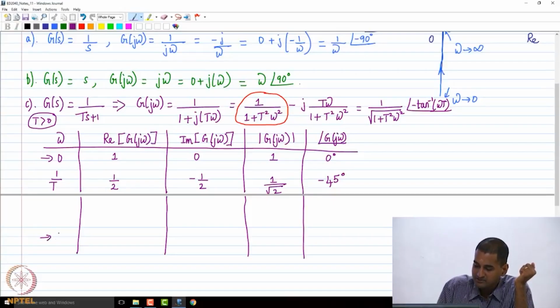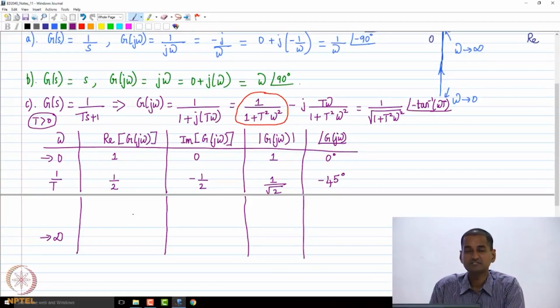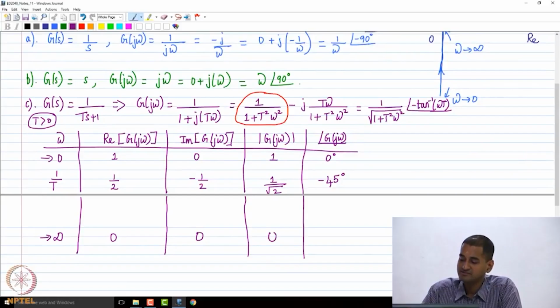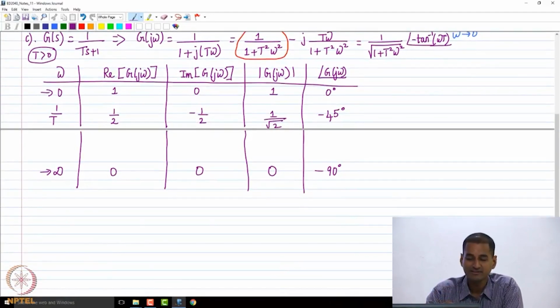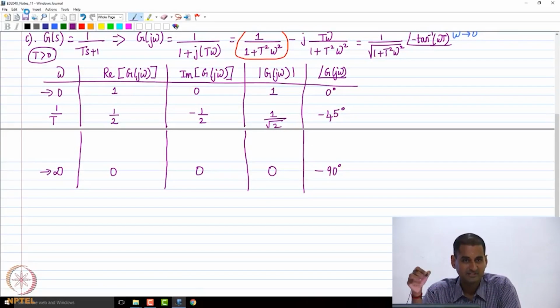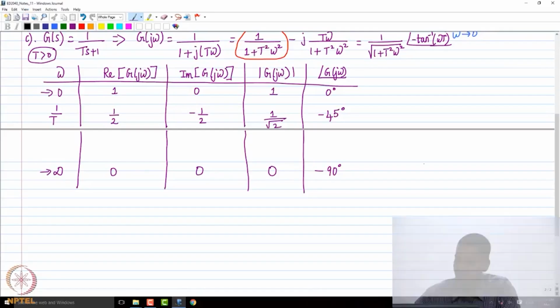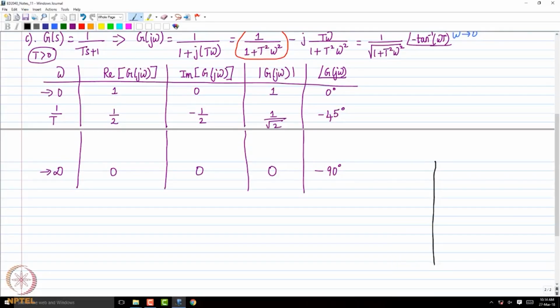Now as omega tends to infinity, what do you think is going to happen to the real part and the imaginary part? Both will go to 0, right, and what do you think will happen to the phase? It will essentially go to minus 90, we will see why. We are going to interpret it in a different way. That is something which we will figure out when we draw the Nyquist plot. So, let us construct the Nyquist plot, and then see what happens.